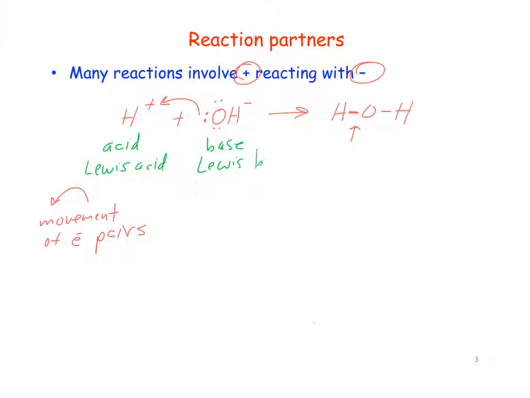This is a Lewis base, so it's an electron pair donor. One other set of names that we can use for these has to do with whether they like the nucleus or whether they like electrons. In this case, the plus is short of electrons, and so it would love to get some electrons. So we call this also an electrophile.